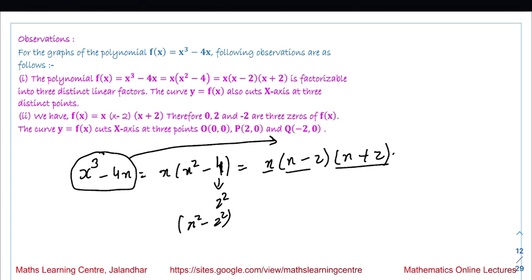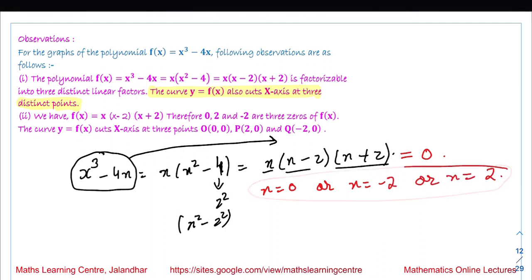So we are saying that the curve y is equal to f(x) also cuts the x-axis at 3 distinct points. And the second thing that we have noted is, if we equate f(x) equal to 0, we get x is equal to 0, or x is equal to minus 2, or x is equal to 2, and these are 3.